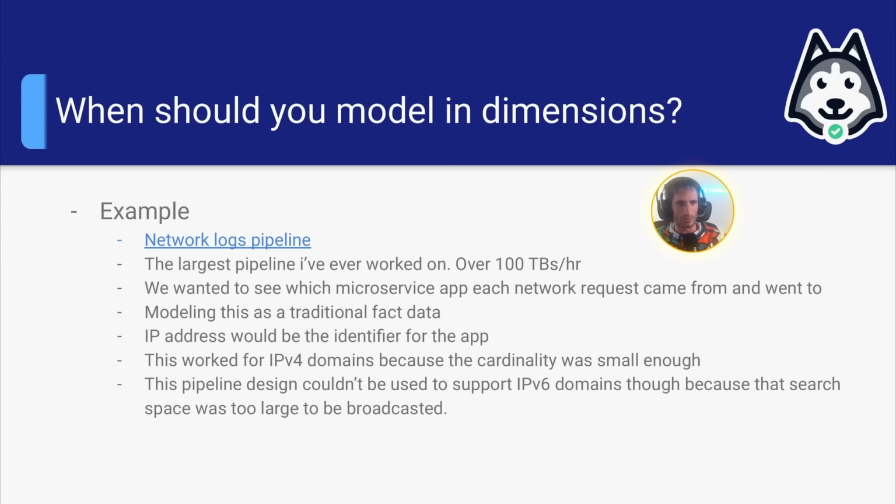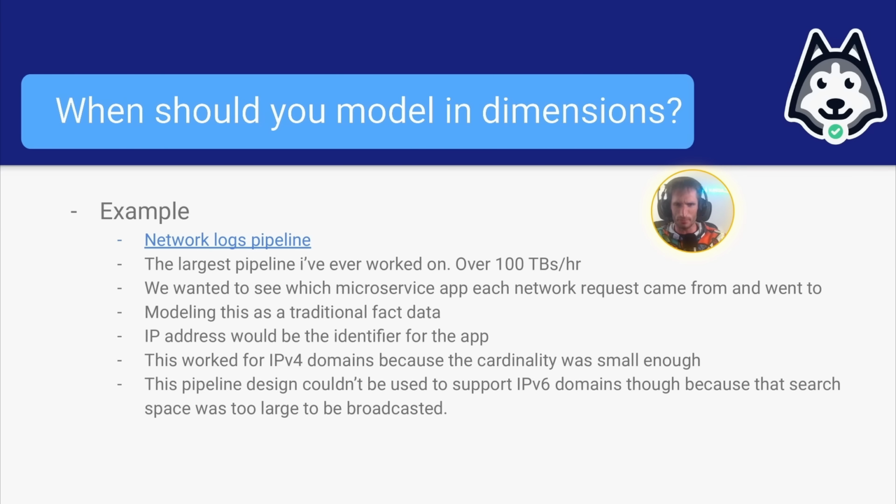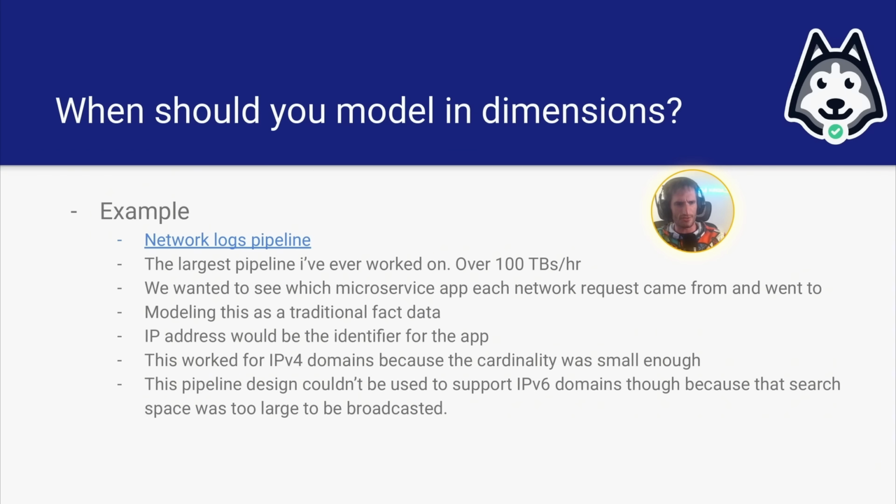Now I want to talk a little bit about, in one of those previous slides, I talked about normalization versus denormalization. One of the questions with fact data modeling is when should we bring dimensions in? Instead of just the ID, we want to actually bring in some of the values. So I want to talk about this network logs pipeline. I'll give you a link to this as well that you can read more about it.